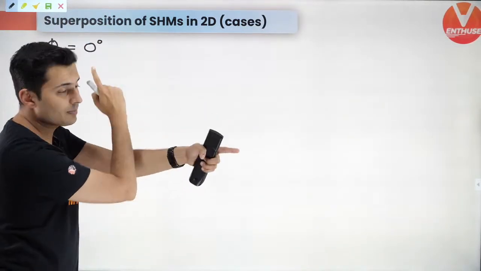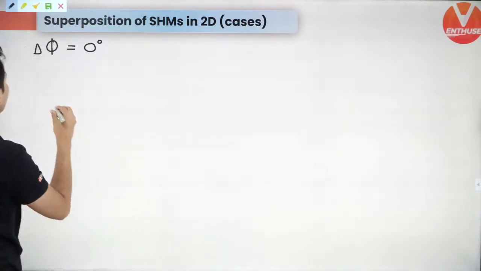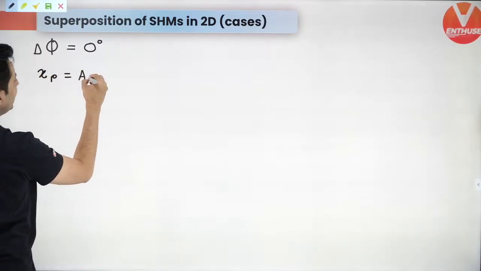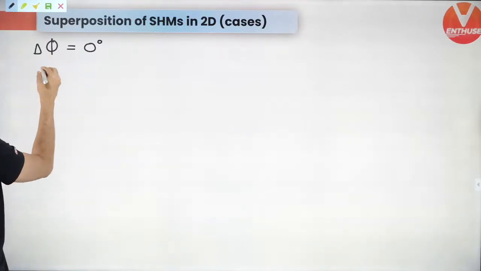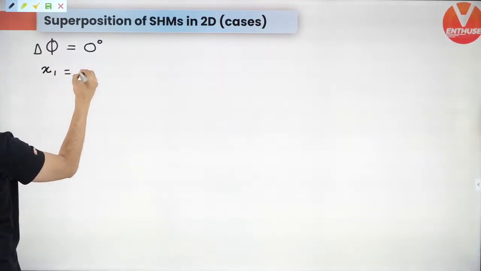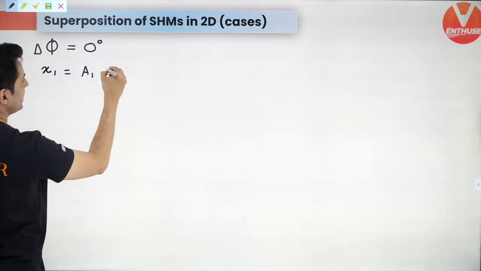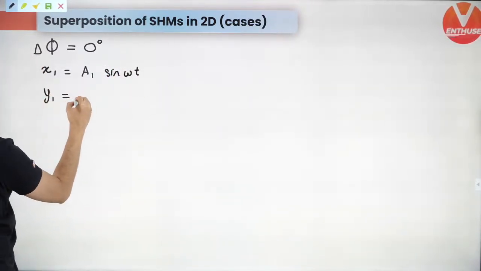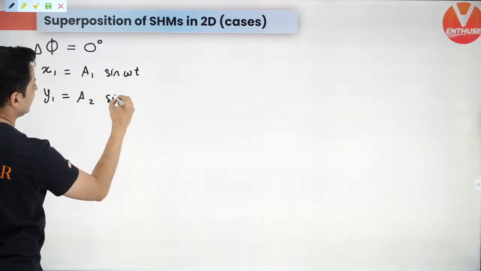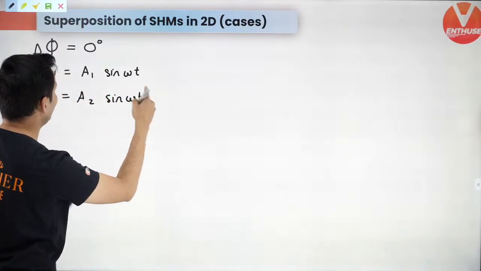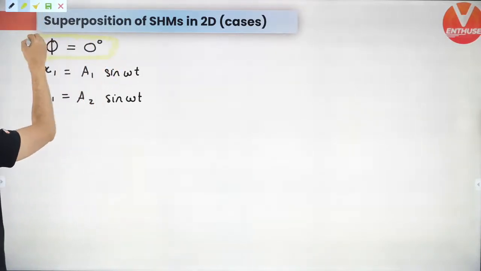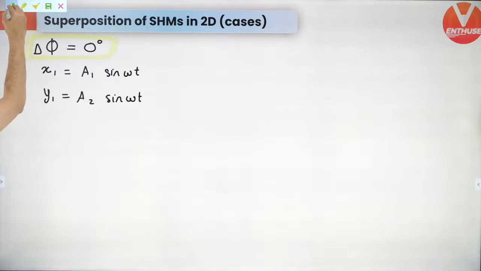So both these motions perpendicular to each other have no phase difference. That means the motion of Pandu will be X equals A1 sine omega t, and Y equals A2 sine omega t, but there is no phi because the phase difference is assumed to be 0. Very, very important. Now, what will the resultant motion look like?